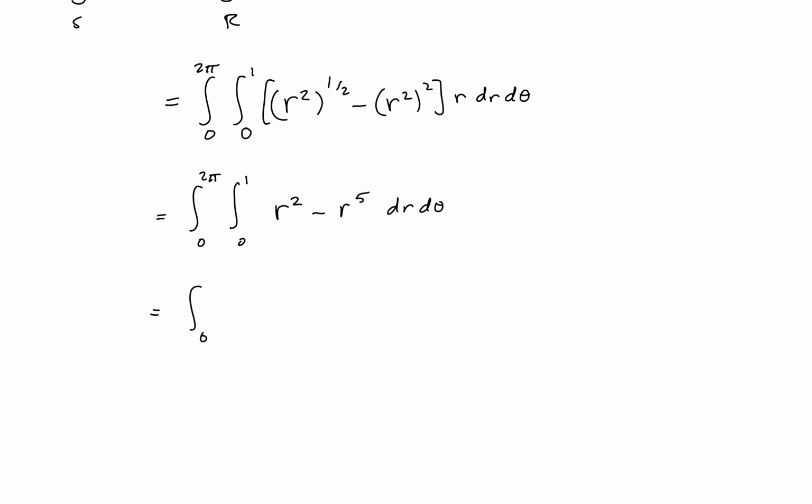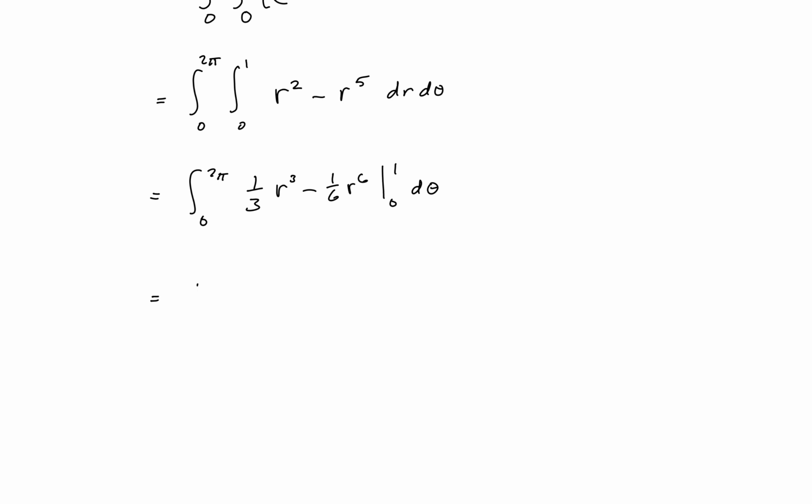This becomes the integral from 0 to 2 pi, and I have 1/3 r cubed minus 1/6 r to the 6th, evaluated from 0 to 1. So this becomes 1/3 minus 1/6 d theta. So this becomes 2 pi times 1/3 minus 1/6, which is just pi over 3. So there's our first flux integral.